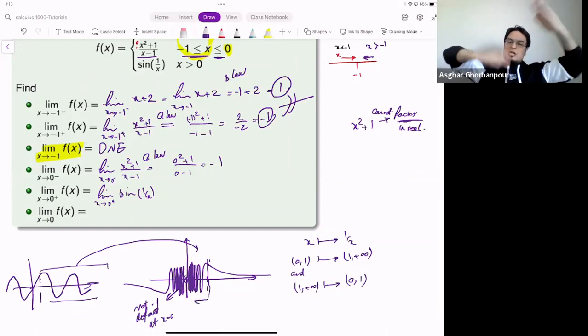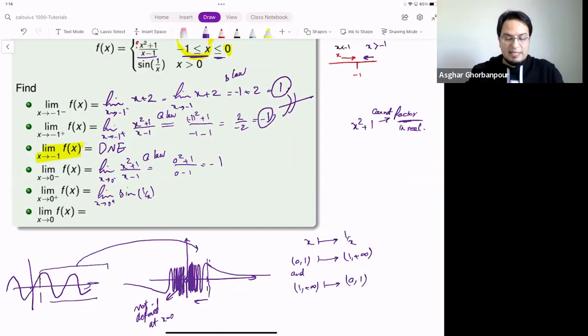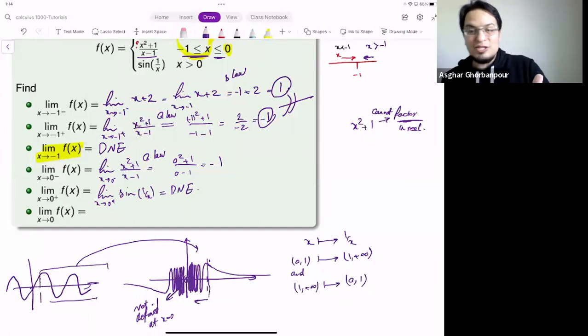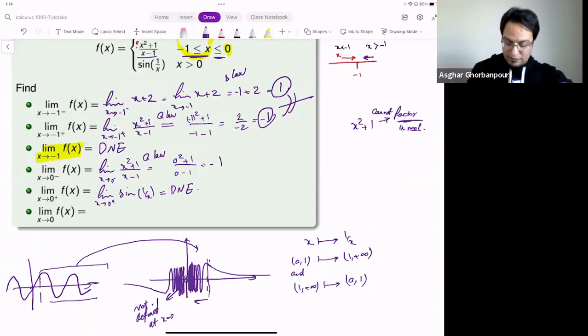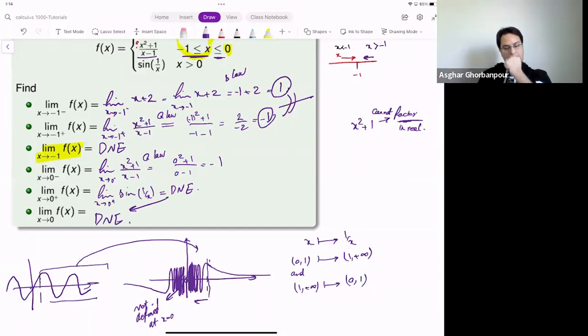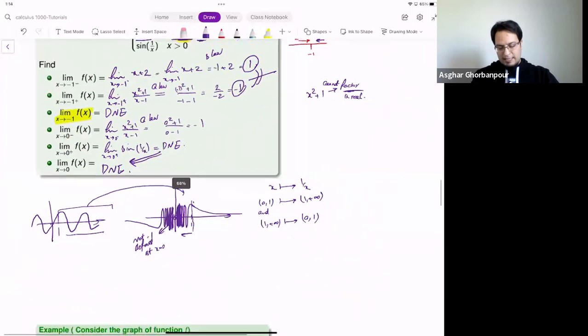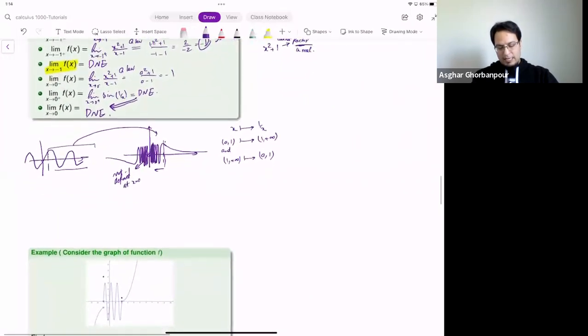It doesn't get closer to anything, it just oscillates between -1 and 1 and gets faster and faster. That's one of the typical things that you will see, what we call the oscillating case. This limit does not exist. So one of the one-sided limits does not exist right away. From that, you conclude that the whole limit does not exist. Okay, and that's one of the interesting cases that will be nice to see.